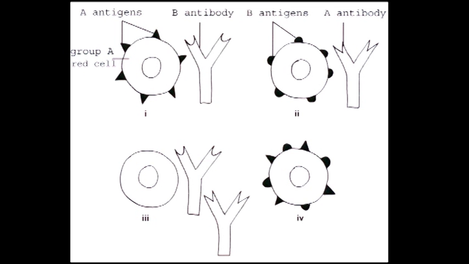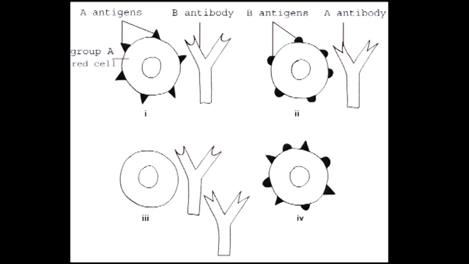Now, if someone who is blood group A donates blood to a recipient who is also blood group A, that's going to be fine, because they'll have A antigens in the donated blood, and there'll be B antibodies in the recipient's plasma. But that's okay, because the B antibodies won't react with the A antigens, so there's no problem. And it's the same if someone who's blood group B gives blood to someone who is also blood group B. The donated cells will contain B antigens, the recipient's plasma will contain A antibodies, and there will be no interaction with that.